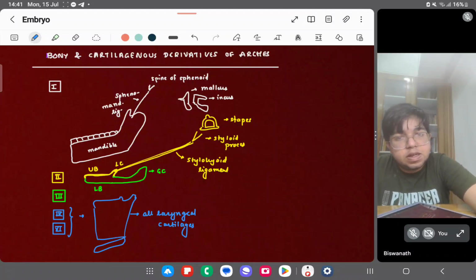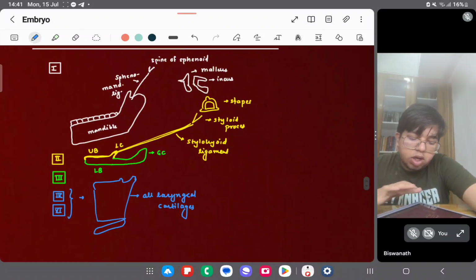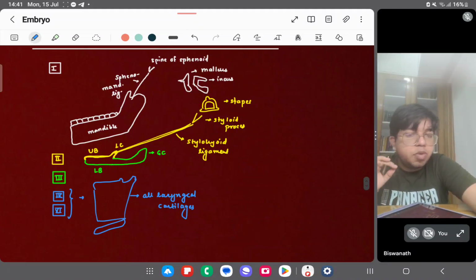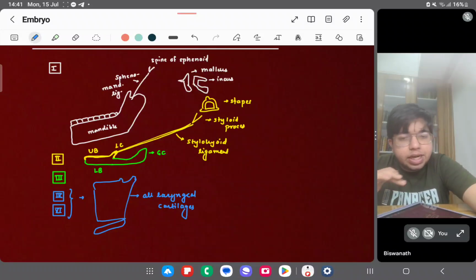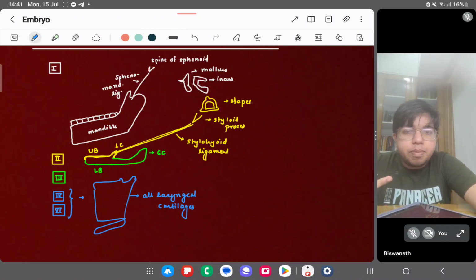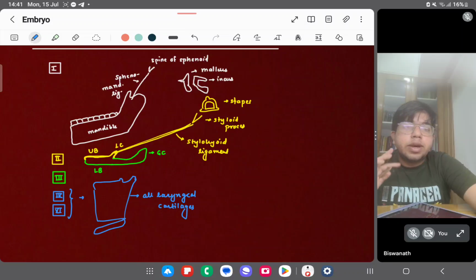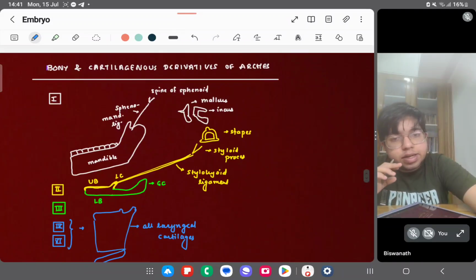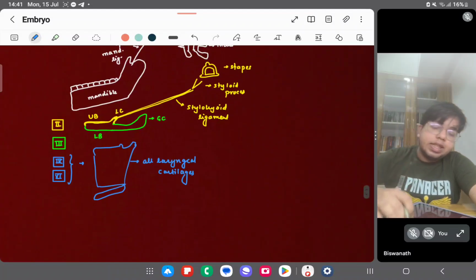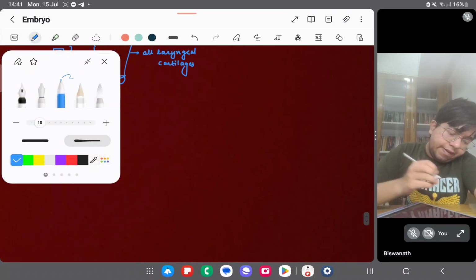these arches, right? So if you are well versed with mnemonics, I need not write this. Your UB, LC, GC, and LB, you know, upper body, lower cornua, and greater cornua of the hyoid bone, right? Okay. So that's about all the bony and cartilaginous derivatives, right? Then we'll move to the muscular derivatives of the arches.